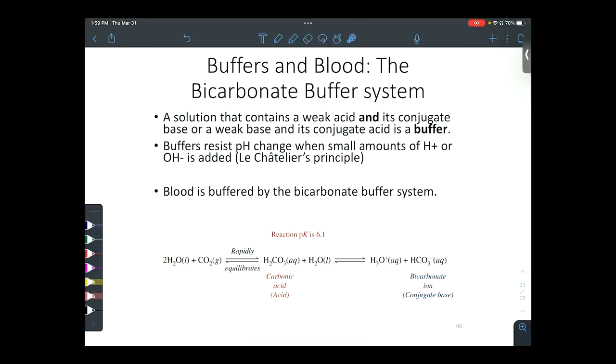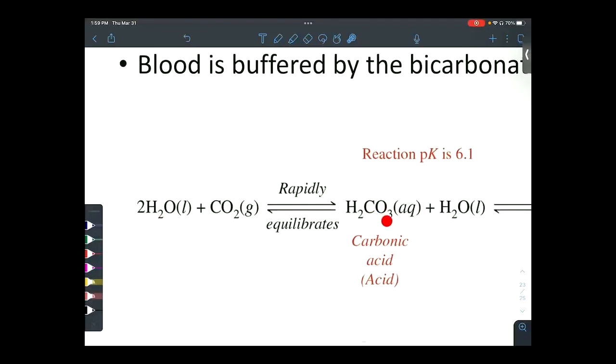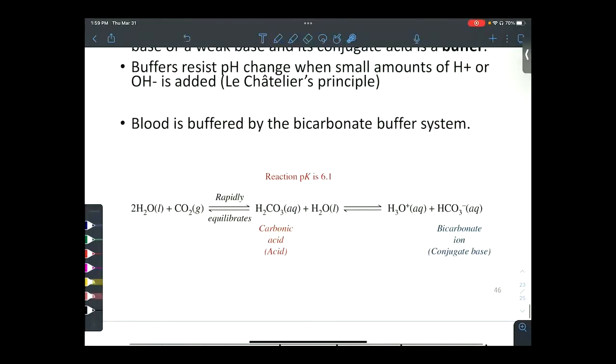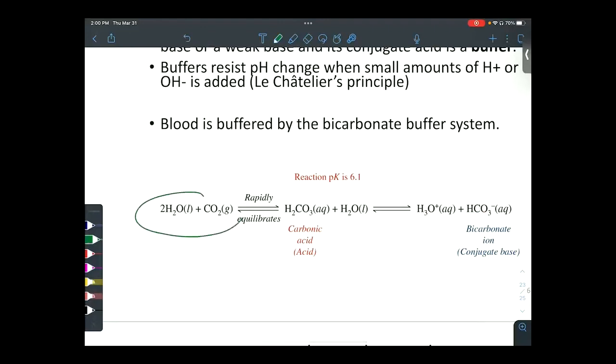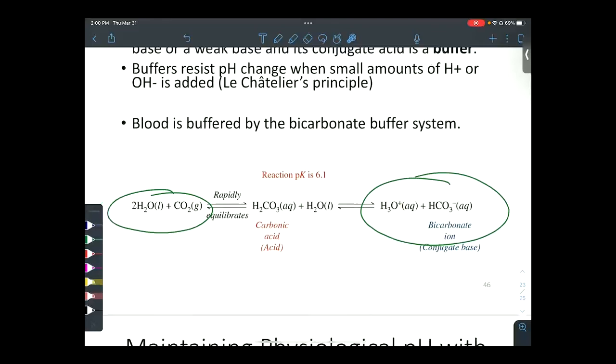So this is the bicarbonate buffer system. What happens is that CO2 reacts with water and makes carbonic acid. We talked about carbonic acid before. It's really unstable, so this breaks down almost immediately into a bicarbonate ion and an acid. So what you want to focus on is these two halves of the reaction. We have water and CO2 becoming H3O+ and bicarbonate over here. All right, so these two things. That's what we see on the next slide.